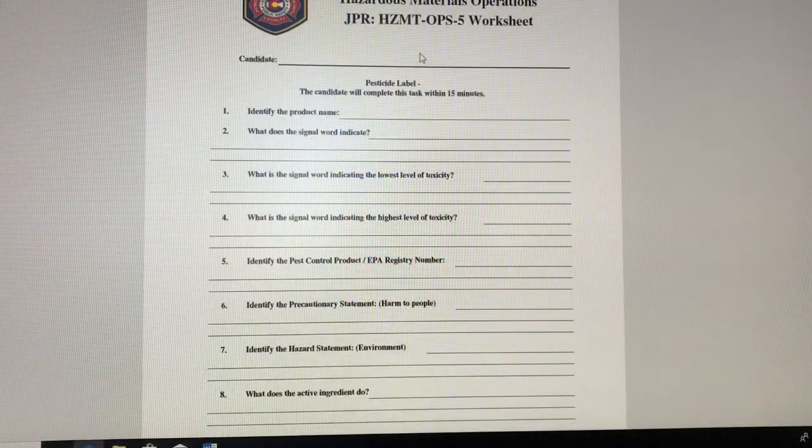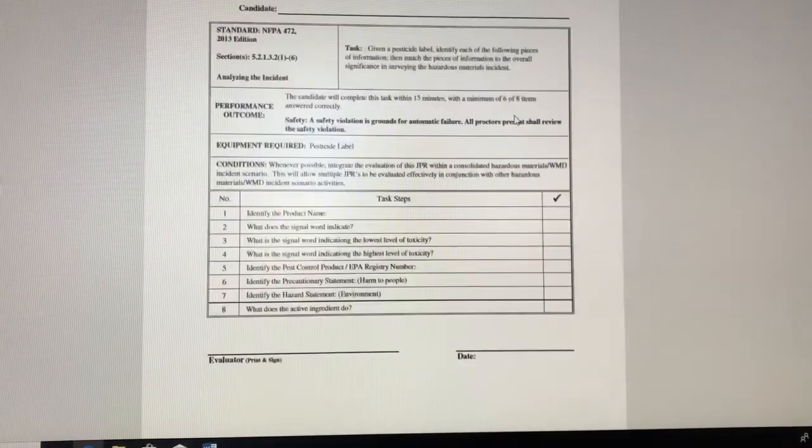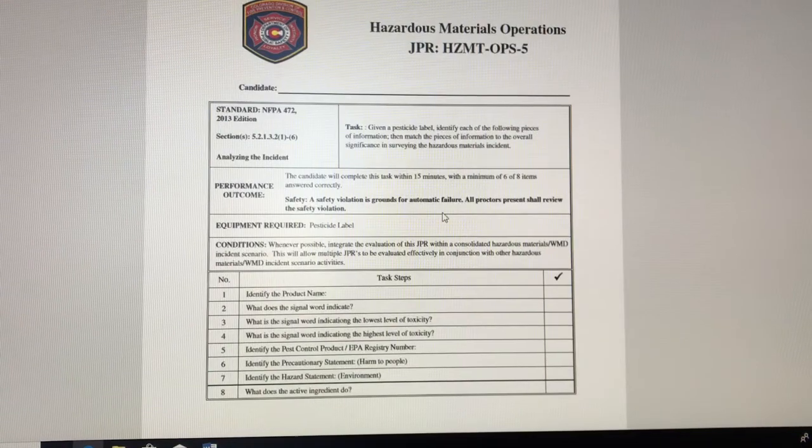Okay, we'll now move into JPR number 5. This is going to be your pesticide label exercise. So we'll pull up the JPR first. This is number 5. Given a pesticide label, identify each of the following pieces of information. Then match the pieces of information to the overall significance in surveying the hazmat incident.